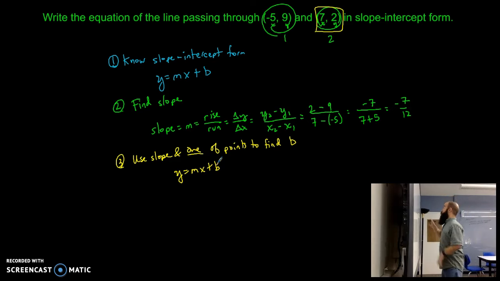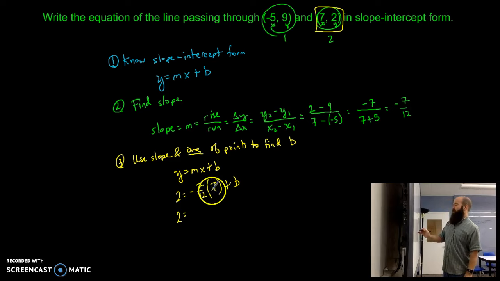What I'm going to do instead, though, is take the point that I've chosen and put its y in the y here, and its x in the x here. So it looks like this. 2 equals my slope, which is -7/12, times x, which is 7, plus b, like that. So now I have an equation I can solve for b. Simplify first by multiplying, and you can use a calculator for this. I don't have one in my hand, so I'm just going to do it. -7/12 times 7 is -49/12 plus b.